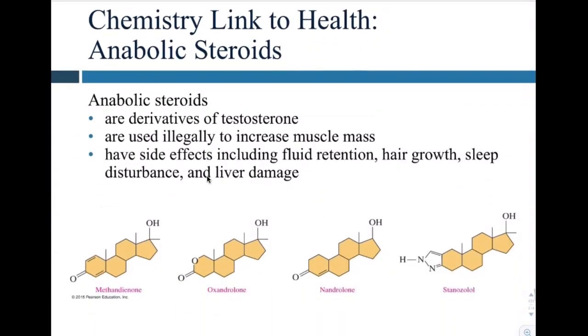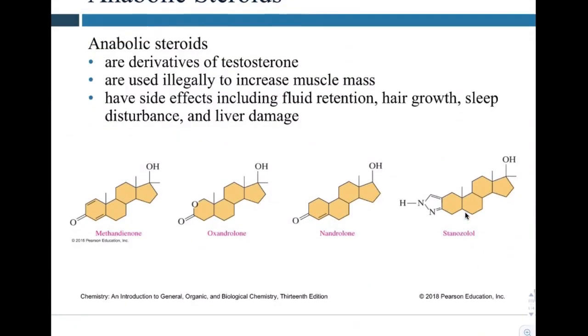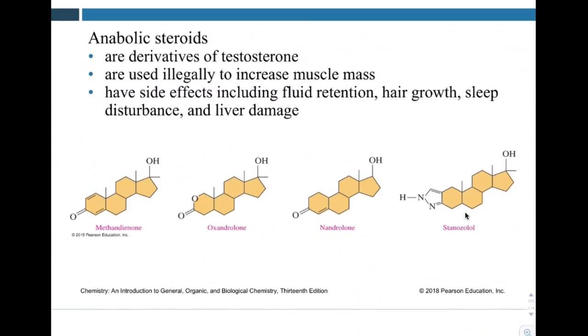So anabolic steroids, okay, they're all derivatives of testosterone. So we take testosterone and do some reactions with it, and change it around. They are used illegally to increase muscle mass. So if someone says, oh, that person's on steroids, this is what they're talking about. It's not the ones that are naturally produced in our bodies. It's these guys that are giving you a lot of the issues.